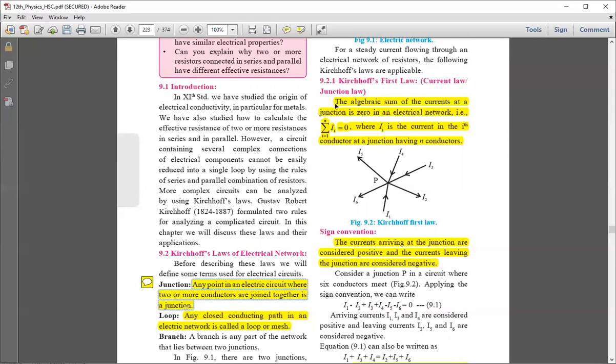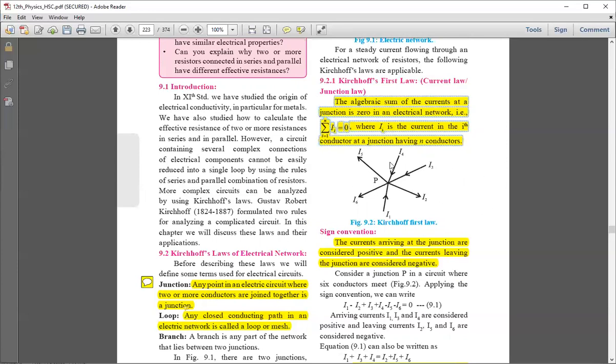The statement says that the algebraic sum of currents at a junction in an electrical network is zero. In any electrical network means it can be any electrical circuit. Mathematically it is shown as summation of currents equal to zero, the sum of I_i from i=1 to n, where I_i is the current in the ith conductor at a junction having n conductors.